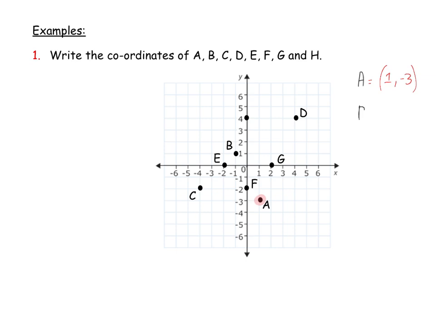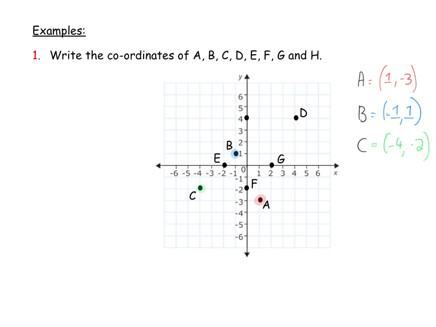The next point we have then is B, and if you can see, B is here. For B, we're going along the road to the left, along minus 1, and then we're going up the wall, up 1. The next point we have is C, and you can see that C is here. For C we are going along the road minus 4 and down the wall minus 2.